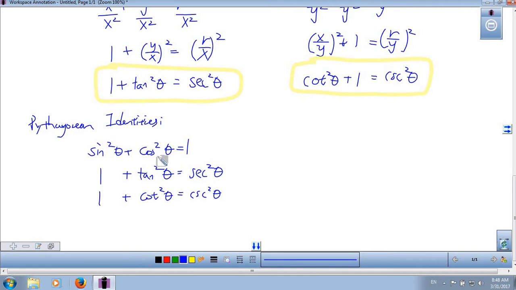Sine squared theta plus cosine squared theta equal to 1. 1 plus tangent squared theta equal to secant squared theta. And 1 plus cotangent squared theta equal to cosecant squared theta. Okay? But we can arrange them differently.